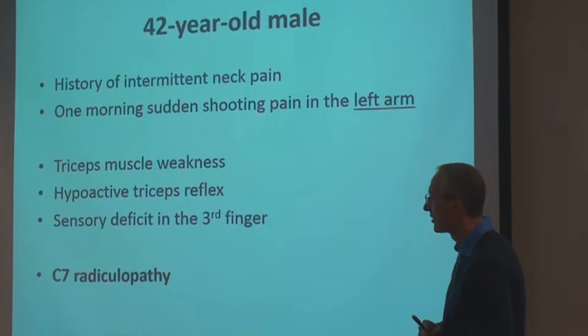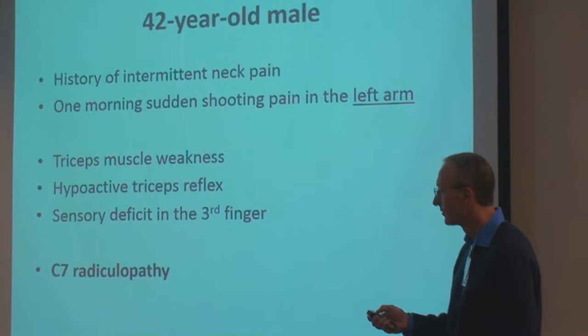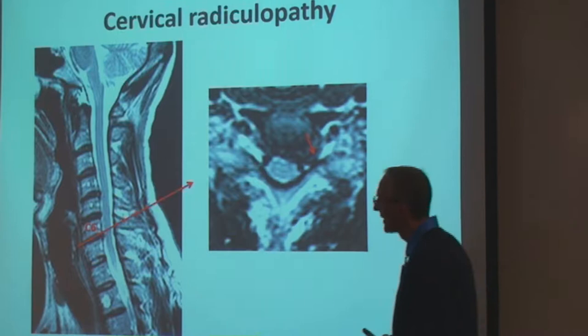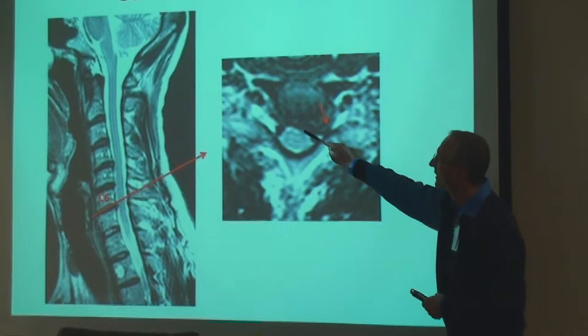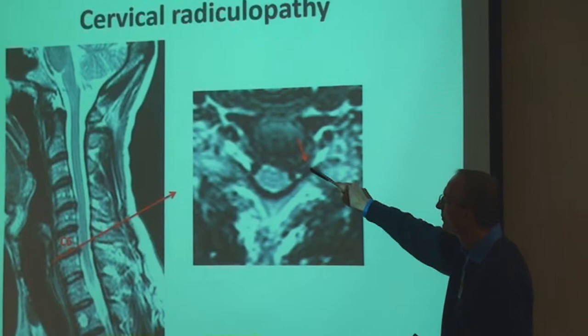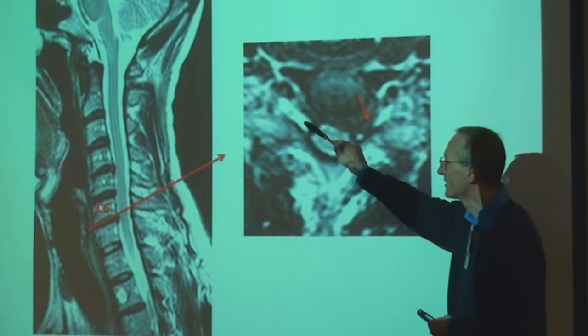The diagnosis, based on clinical grounds, is a C7 radiculopathy, and the MRI confirms that the patient has, at the level of the C6-C7 intervertebral disc on the axial imaging, a very large disc herniation that is almost completely occluding the intervertebral foramen. In comparison, you see the intervertebral foramen on this side, which is nicely empty, with the nerve root localized inside.